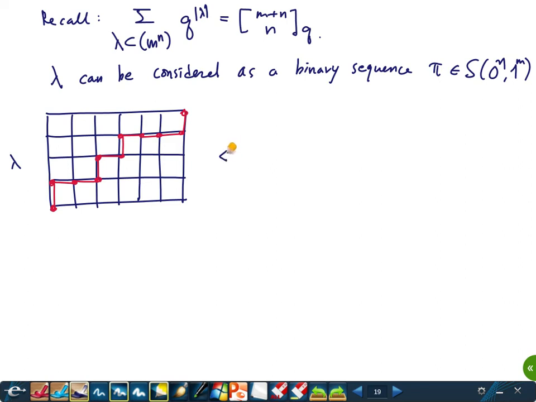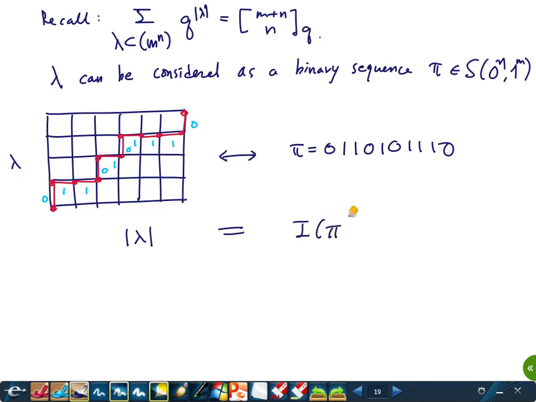And we have this correspondence. If you go up, we write 0, 0, 1, 1, 0, 1, 0, 1, 1, 1, 0. So this corresponds to the permutation pi, 0, 1, 1, 0, 1, 0, 1, 1, 1, 0. Now, here we consider lambda. What is the size of lambda here? It is the number of inversions in pi, because this counts the number of cells in the upper part of this path.